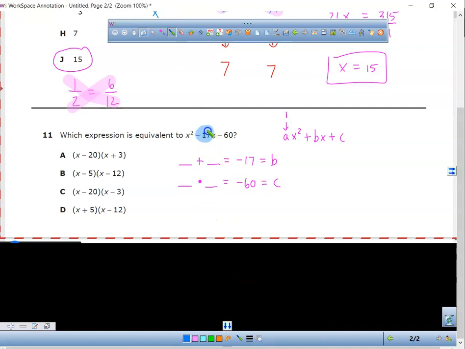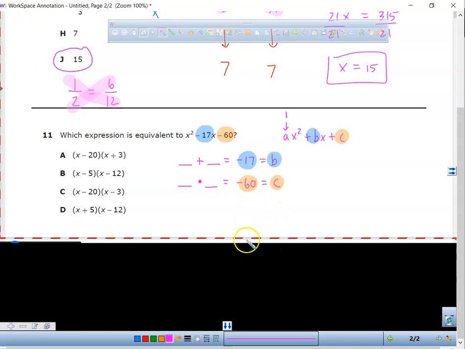So our b value is negative 17. All right. And our c value is negative 60. Now they've kind of given you some choices here, right? So they have to add up to negative 17 and multiply together to equal negative 60. So which one of these choices adds to this but multiplies together to equal this? What would you guys say? A. A is right.